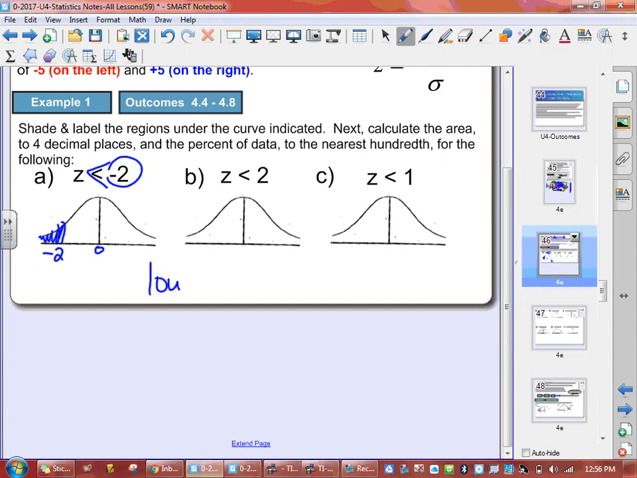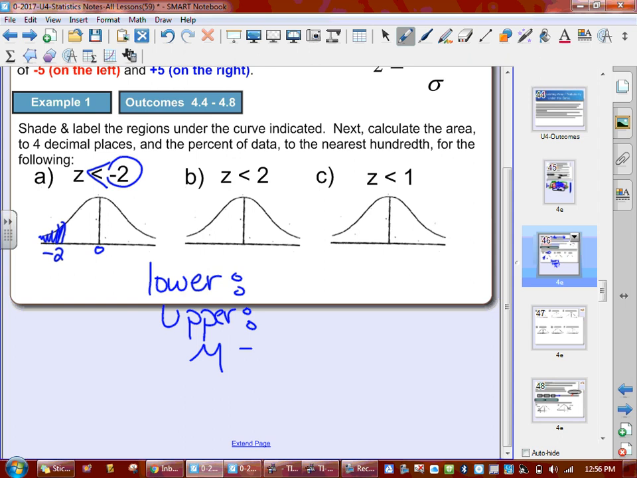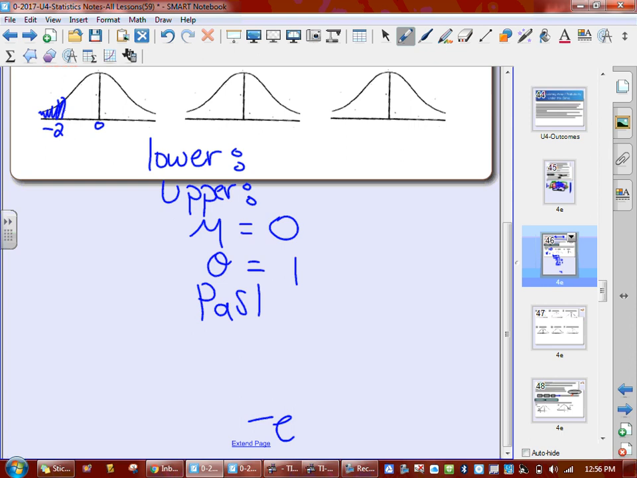Lower, upper, and then it shows you mean is 0, standard deviation is 1, and then it says paste. Okay, you might see that. If that's your calculator, that's okay. All you're doing now, in your lower boundary, you're putting the farthest left boundary. Upper boundary, you're putting your farthest right boundary that they've told us.